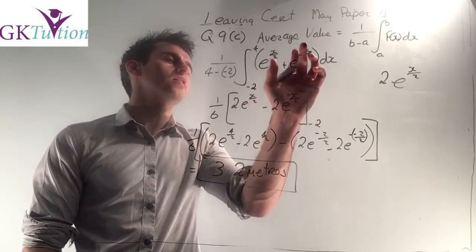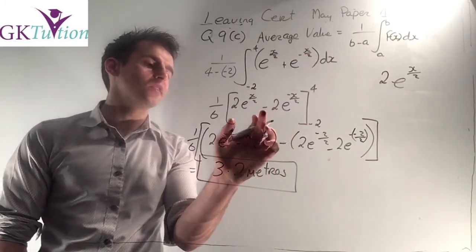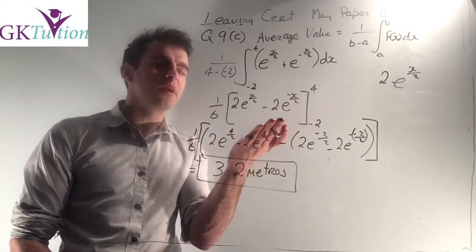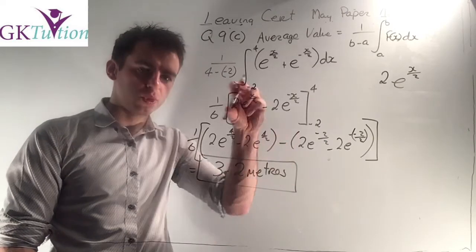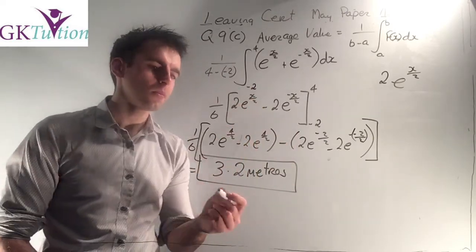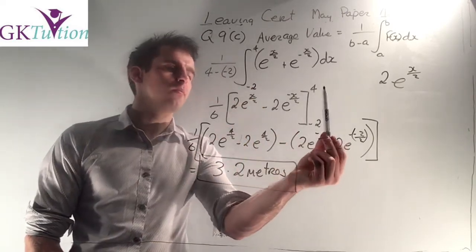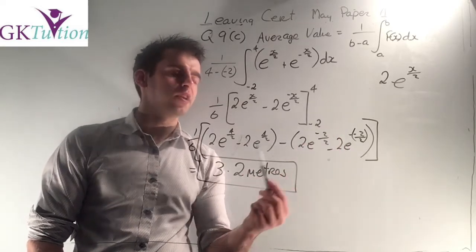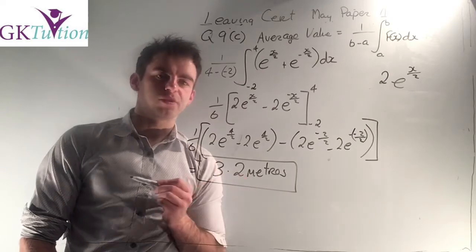The integral of e to the minus x over 2 is minus 2e to the minus x over 2. In other words, I would have been dividing by minus a half, which is the same as multiplying by minus 2. And then you just need to apply your limits from minus 2 to 4. You just sub in your 4 and then you sub in your minus 2, and your final answer is 3.2 meters.